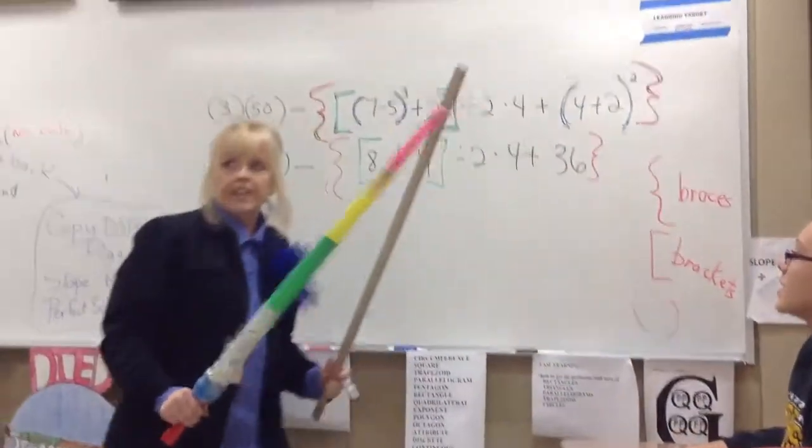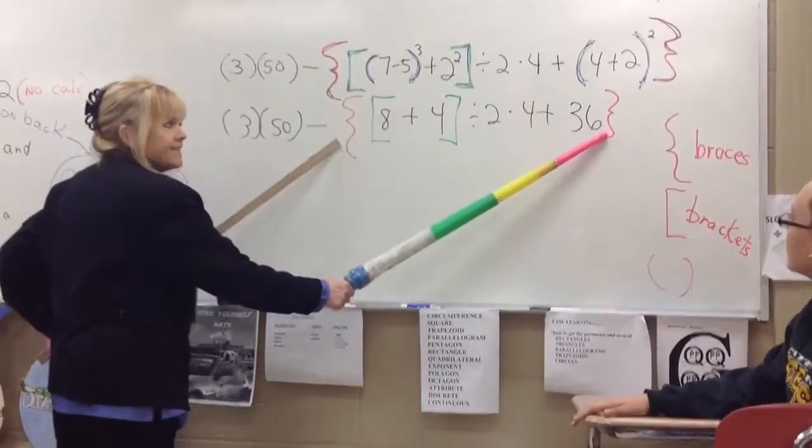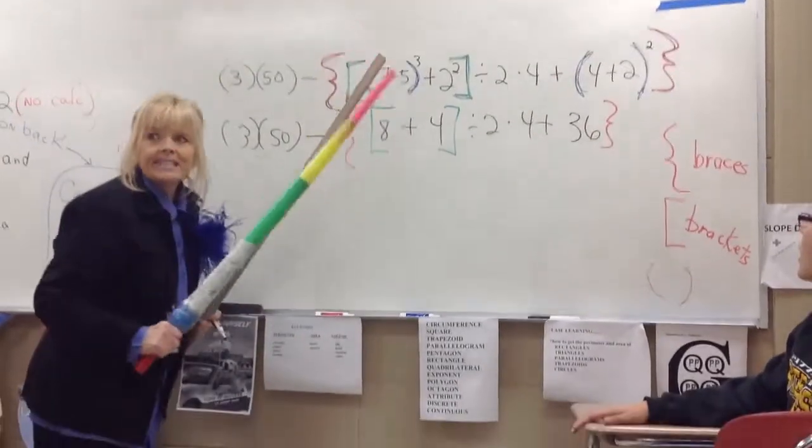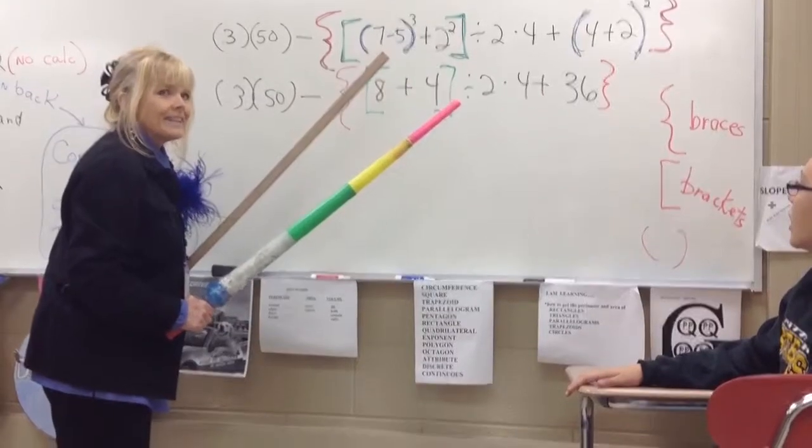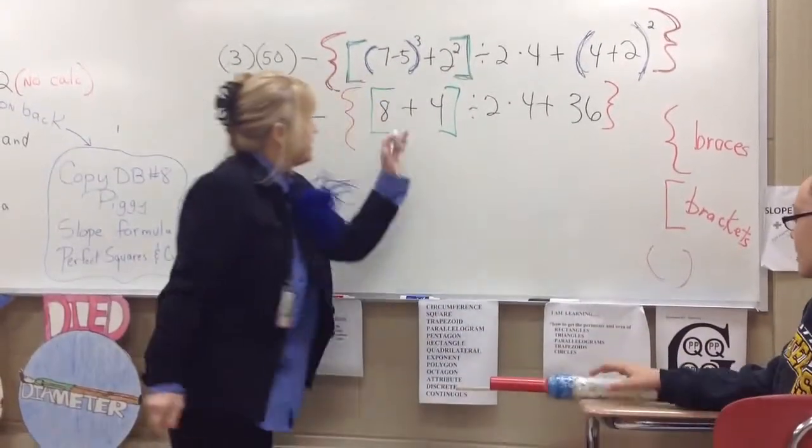Always do everything in parentheses first. So I go to my red. What do I do next? Inside guts and each way out. Next I do 8 plus 4 is 12. 12. So I replace that with a 12.